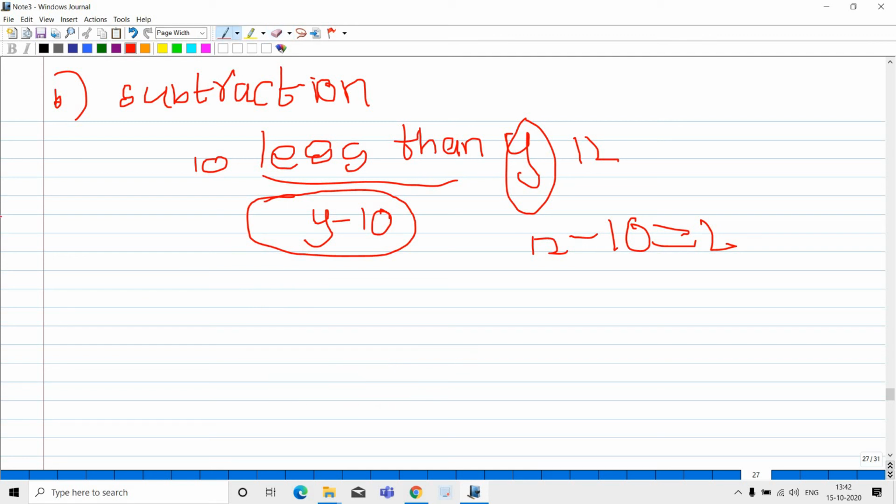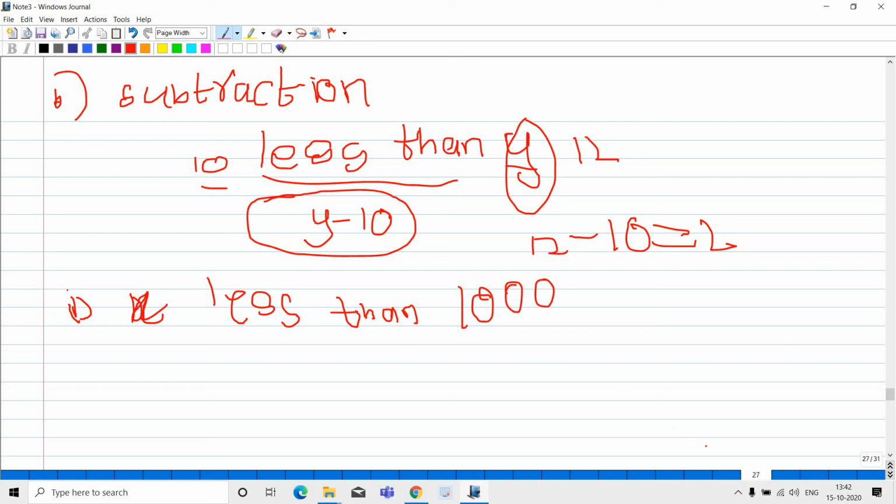Here, 10 less than y. Write 5 examples on this. I will write one example: x less than 1000. Like this, write another four examples. So you people got my point. How these two, 10 and y: y is the variable and 10 is the constant value. These two are combined by subtraction, with the help of subtraction in this manner.